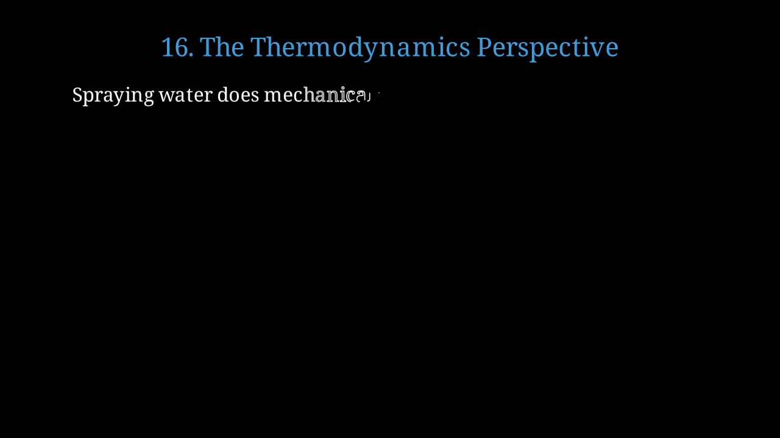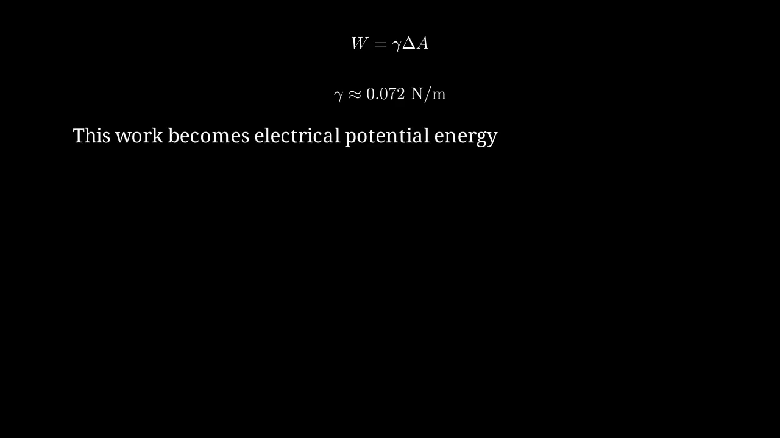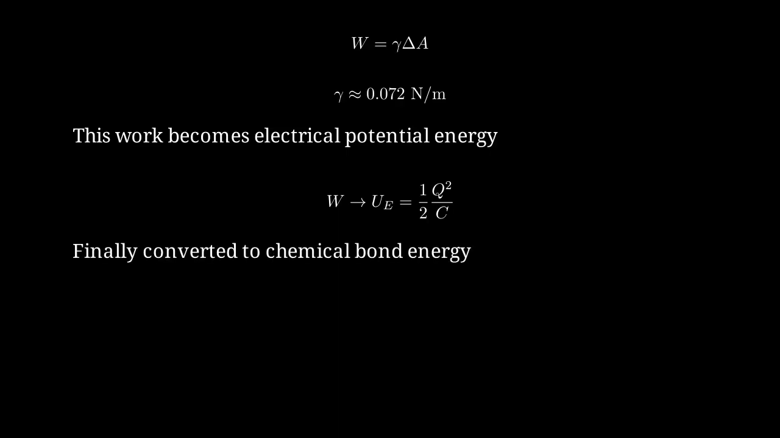When we spray water, we do mechanical work to break it into tiny droplets, increasing surface area. The work done equals the surface tension gamma times the change in surface area. For water, surface tension is about 0.072 newtons per meter. This mechanical work becomes stored as electrical potential energy in the charged droplet surfaces, which equals 1/2 q squared over C, the electrical potential energy. Finally, during discharge, this electrical energy converts into chemical bond energy in newly formed molecules.